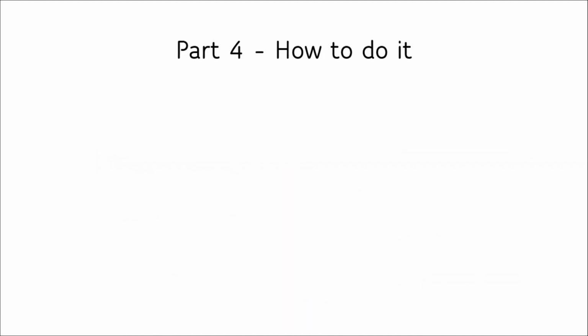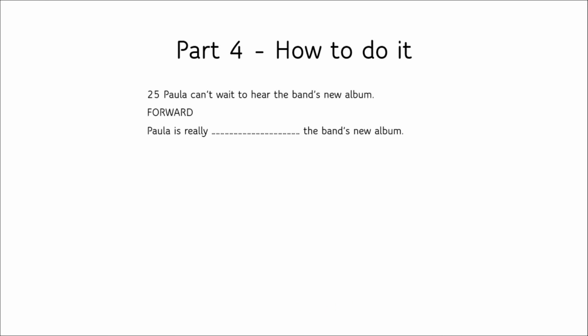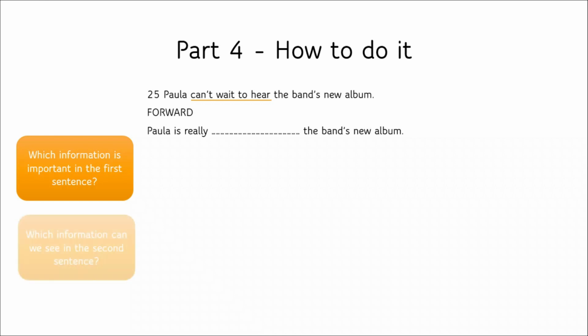So how do we do this? Let's take a look at our example here. What we need to decide is what information is important in the first sentence. In other words, what do they want us to change? And here the information is this idea of can't wait to hear something. Then we also look at the second sentence to see if there's any extra information to help us here. In this situation, using is in the sentence tells us the sentence is probably going to be a continuous form.